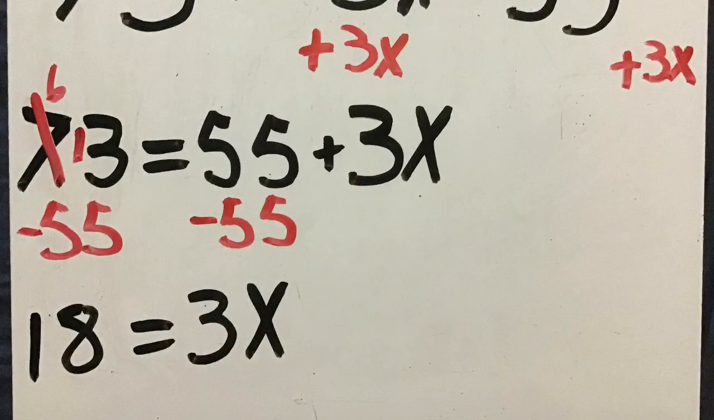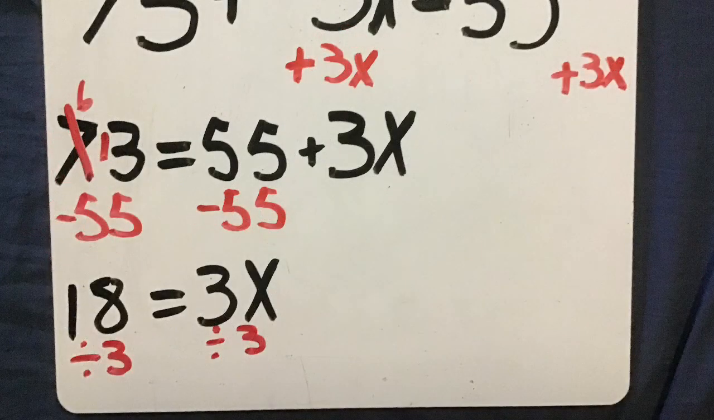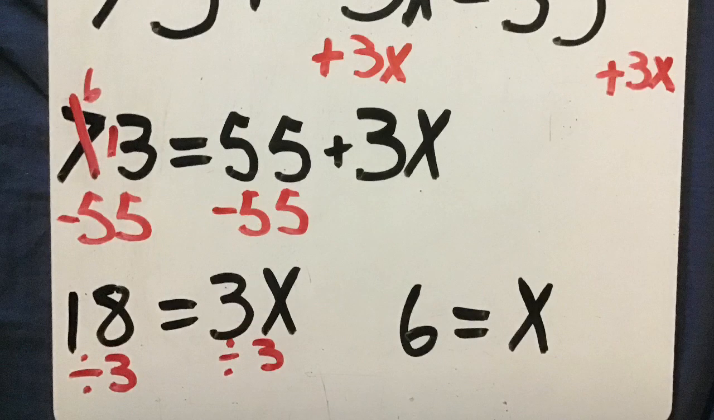Now I have 18 equals 3x. That 3 and x are being multiplied together, so I have to do the opposite, which is divide both by 3. And I have to make sure I do this on both sides of my equation. This leaves me with 6 equals x. So we've solved the equation.